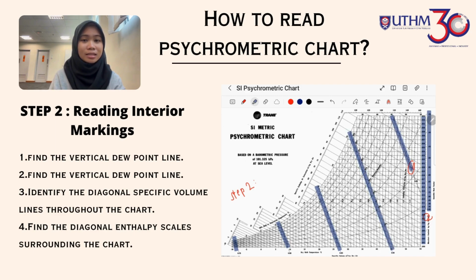And the last is to find the diagonal enthalpy scales surrounding the chart. Around the extreme of the chart and just outside of the saturation curve, locate the diagonal scales which represent enthalpy in BTU per pound of dry air.